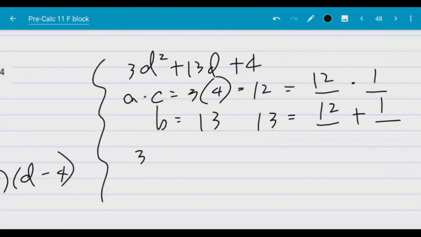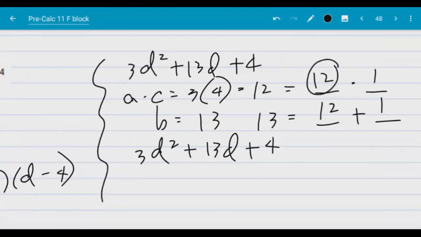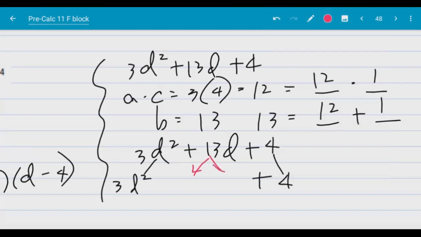If you recall from our discussion about decomposition, decomposition means you will be decomposing or splitting the middle term. Only the middle term. And the middle term will be split up into these two numbers right here. Okay, so let's take a look. The 3d squared will remain the same. The 4 will remain the same. While the middle term would now become plus 12d plus 1d, or just d.